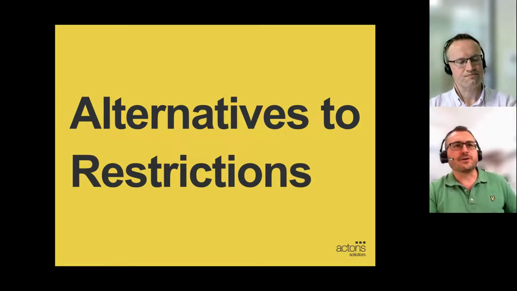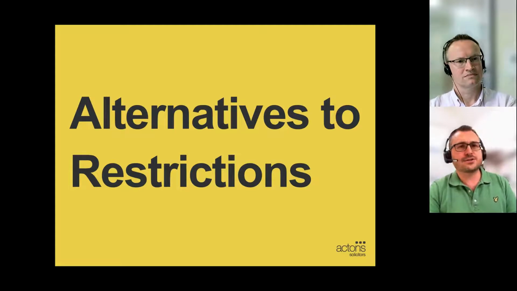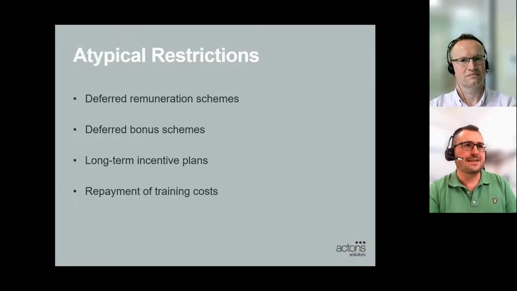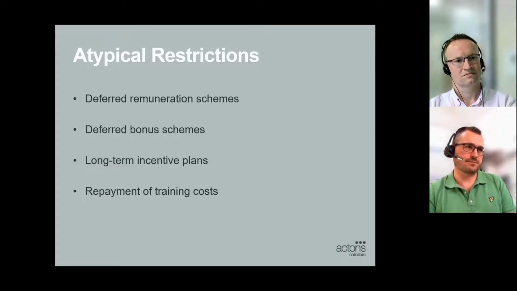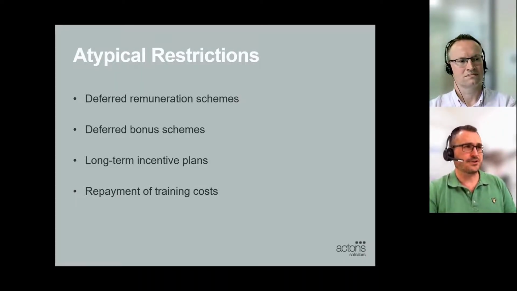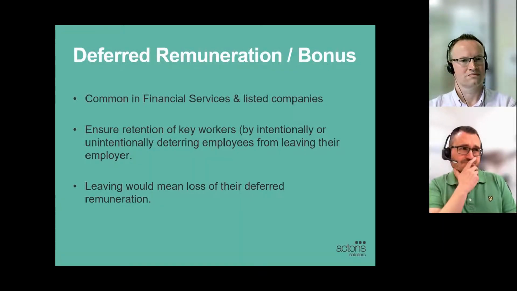So I also mentioned that we talk about some alternatives to restrictive covenants. Given that a number of us have said, do they actually work anyway? Perhaps there are some other options that we might look at as well. And these tend to be the ones that we've seen. So the first three, I suppose, are money that is held for a period of time in order that the employee is incentivized to stick around with their current employer, because if they leave, they might lose that money, or shares in the case of long-term incentive plans. The other one we see is this repayment of training costs, and I'll touch on that a bit more.